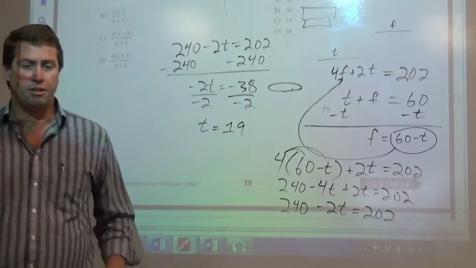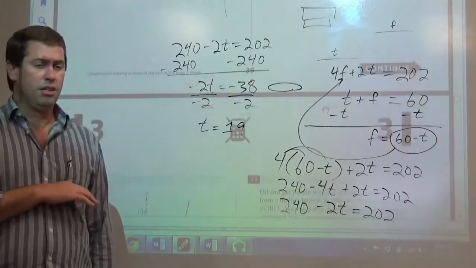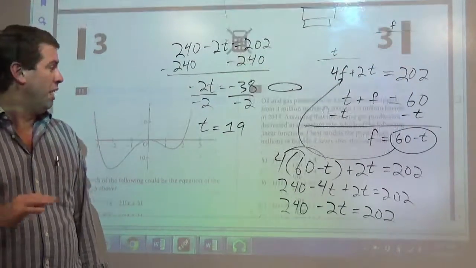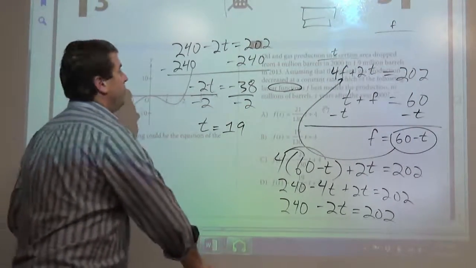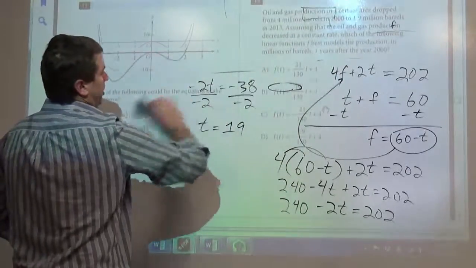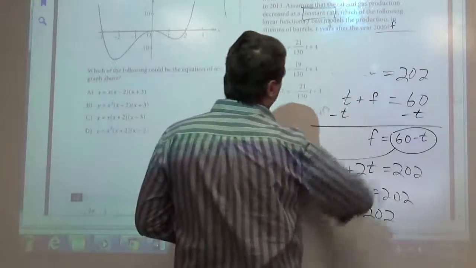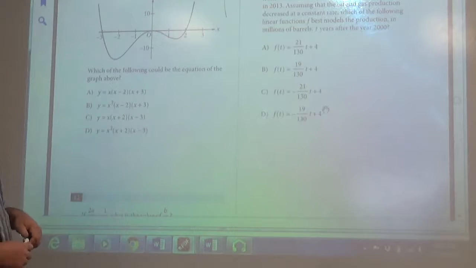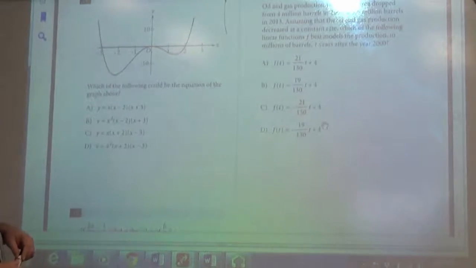Now we're going to move on to the calculator section. Now the funny thing is, on the calculator section, the calculator is probably not helpful at all. If you're using a calculator, you're probably doing it wrong. All right, which of the following equations could be the graph above?